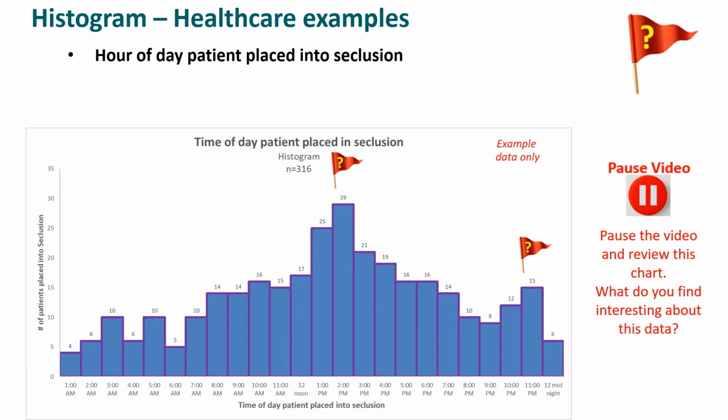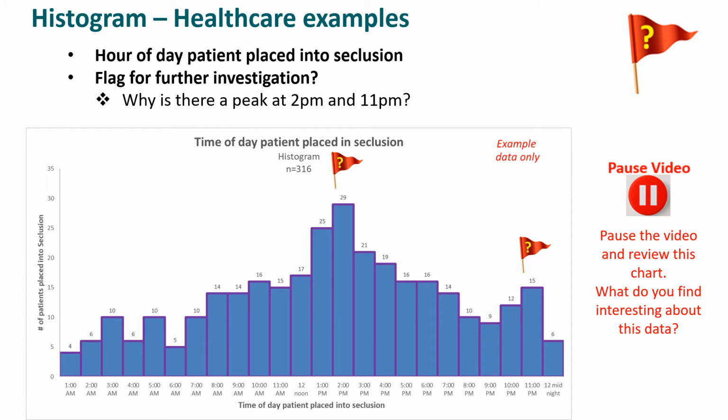This example of a histogram is from mental health, and it's looking at the time of day patients were placed into seclusion. The x-axis is the 24-hour clock, and the data set is quite big because it's 316 cases. This data set appears to have two interesting peaks around 2 o'clock in the afternoon, but also at 11 o'clock at night. So a flag for further investigation here might be to think about, why are there those two peaks at 2 o'clock in the afternoon and 11 o'clock at night? You might want to pause this slide and have a look at the data and think about, what else do you find interesting in the shape of this data?